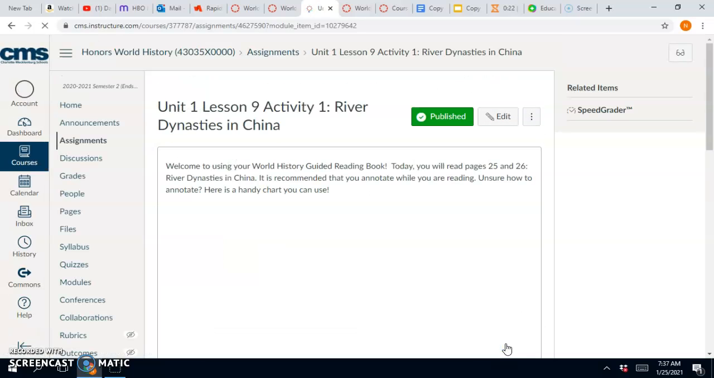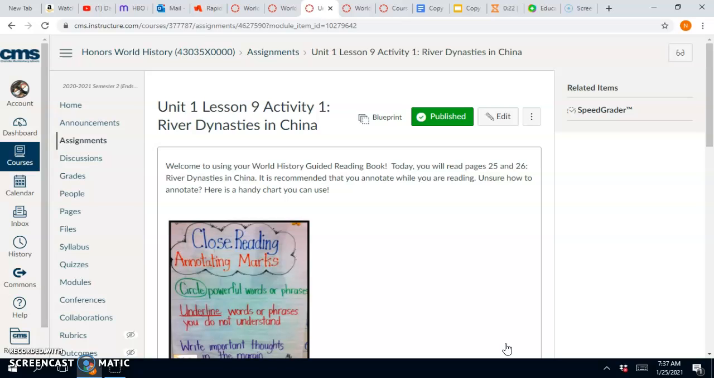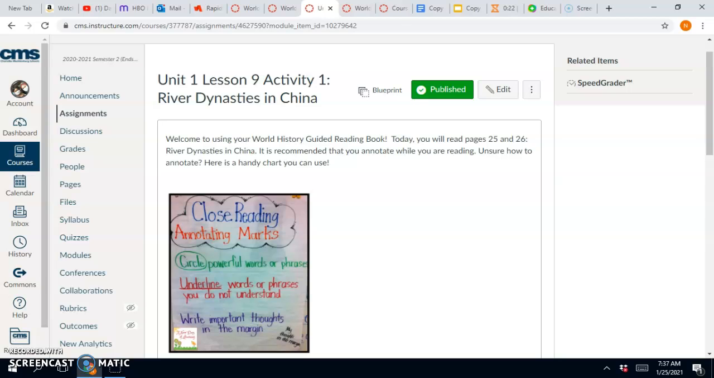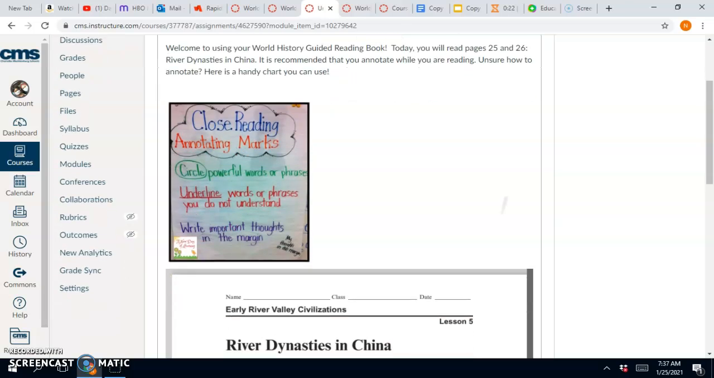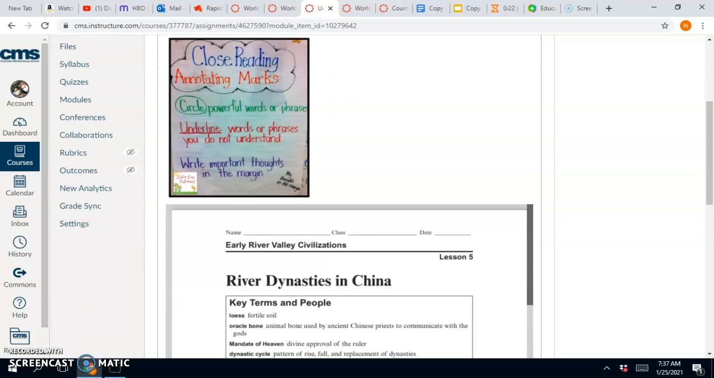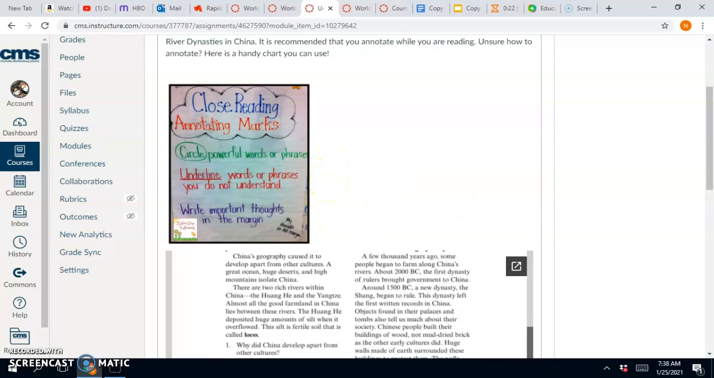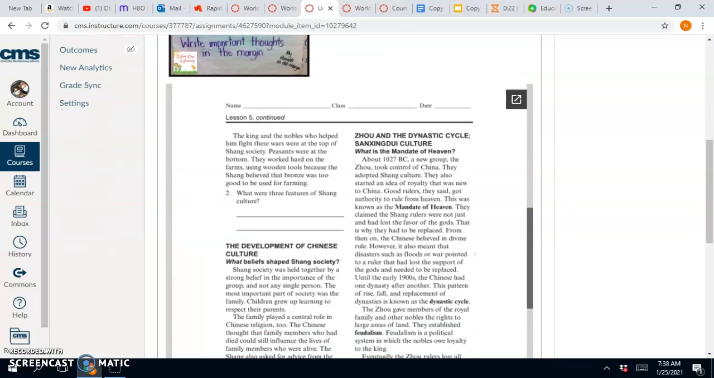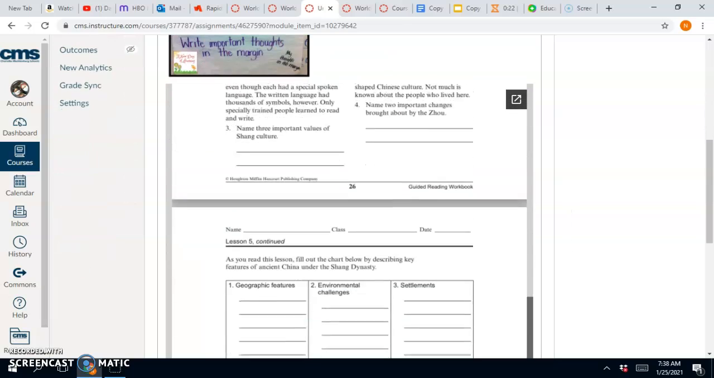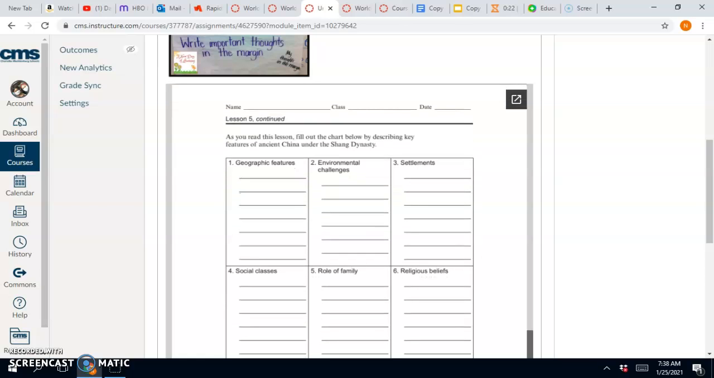Next, activity number 1 is giving you another example on China from the online textbook workbook. It's called a guided reading workbook. If we were in school, you would actually have this book, and I grade these, okay? So you are going to use these close reading annotating marks: circle, underline, write thoughts in the margin, and you're just going to answer the 3 questions that are there. It's usually 1, 2, 3, and then you have this long part right here to do.